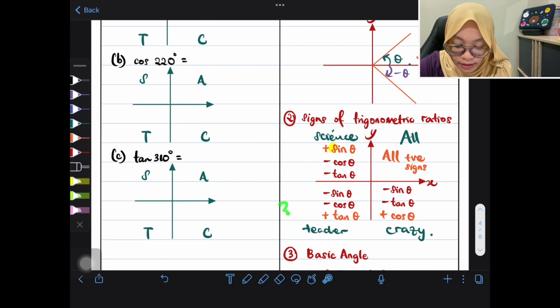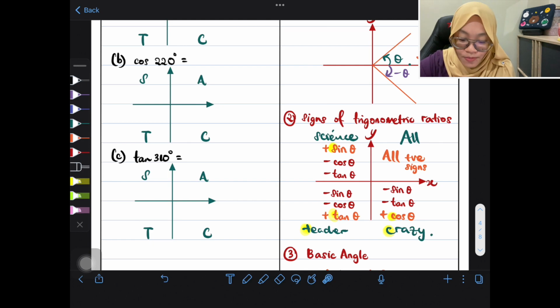Manakala the third quadrant, the teacher maksudnya huruf T. Huruf T dekat sini tan yang akan positive sign. Okay, tan sahaja yang positive sign, manakala sin dan cos pula yang negative sign. Manakala the fourth quadrant adalah crazy di mana huruf C, di mana C adalah untuk cos. Okay, cos ada huruf C. So C di sini, cos di sini akan positive sign, the rest of it akan negative sign.